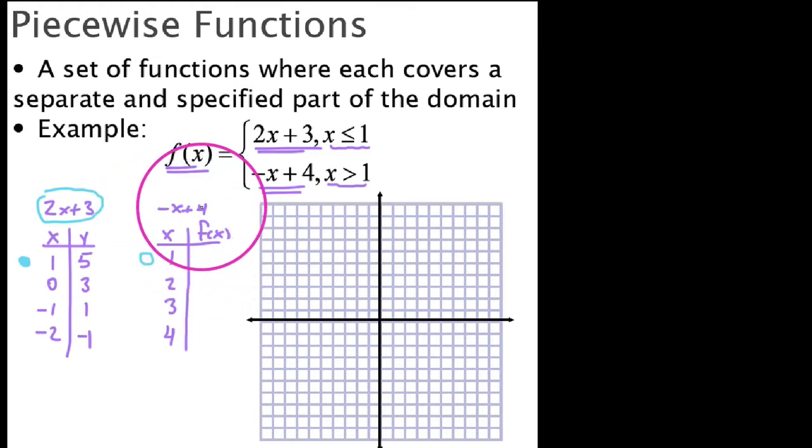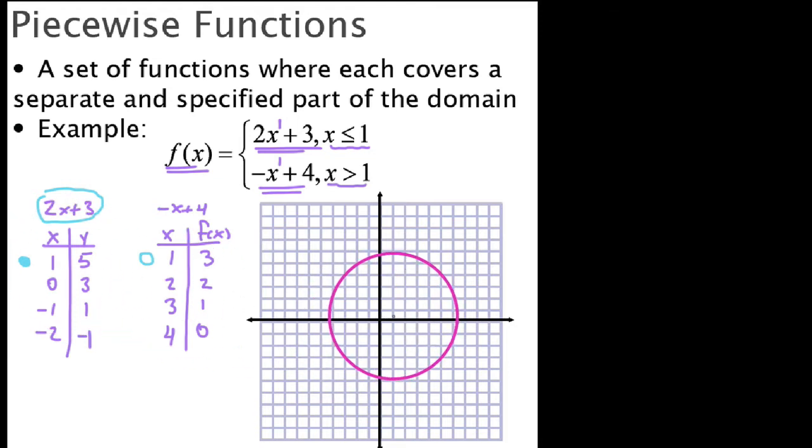We have negative input plus 4. So if I plug in 1, I would get negative 1 plus 4, which is 3. If I plug in 2, I'm going to get negative 2 plus 4, which is 2. If I plug in 3, I'm going to get negative 3 plus 4, which is 1. And I notice that these keep going down by 1. So to graph this, I notice these are both linear functions. They're both first degree. So I'm going to get a couple of lines, but essentially what it looks like is this.